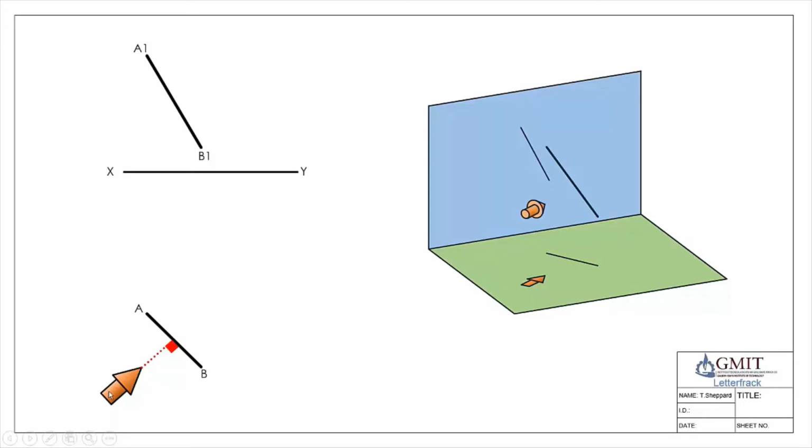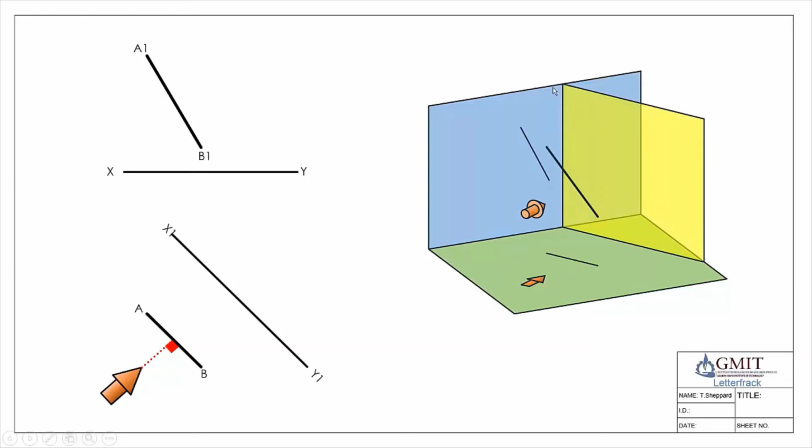So if we're looking in perpendicular to it like so, we're going to create an x1 y1 line that's going to be parallel with the line. That was our second condition. So there's our x1 line in plan view. That represents this auxiliary plane here in our 3D view, and what we're doing is we're projecting our line onto the auxiliary plane.